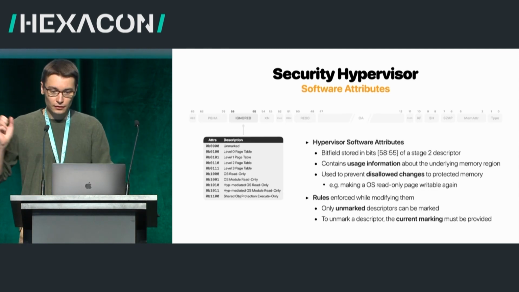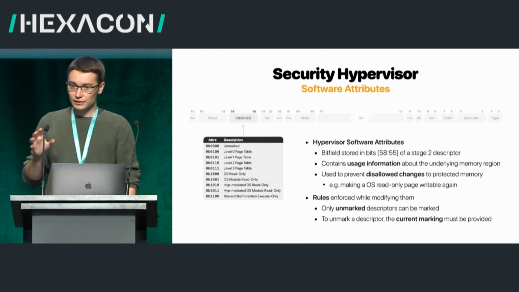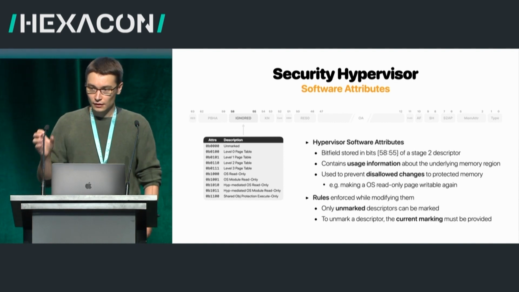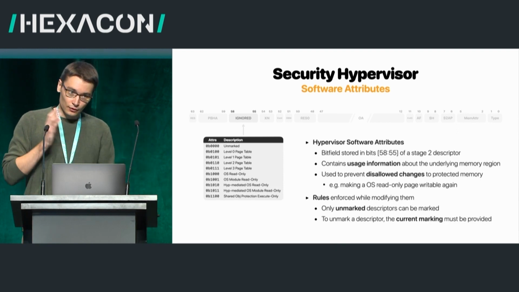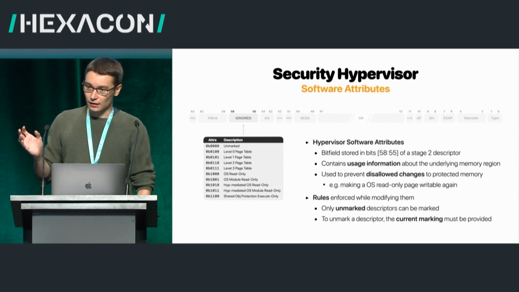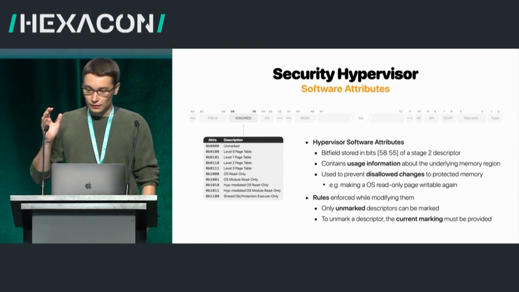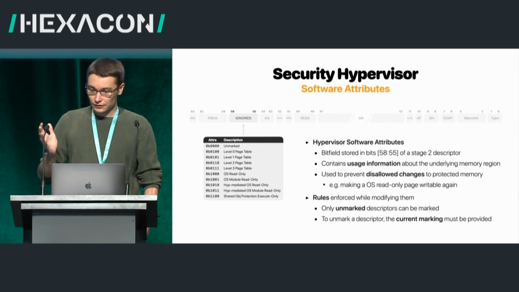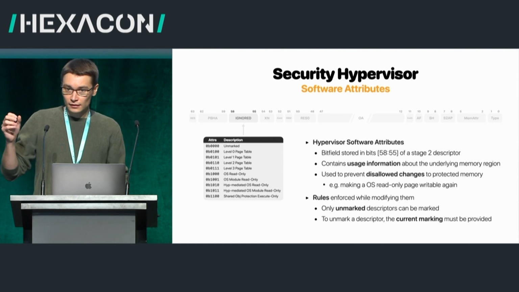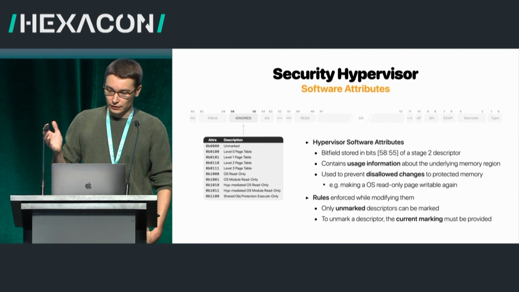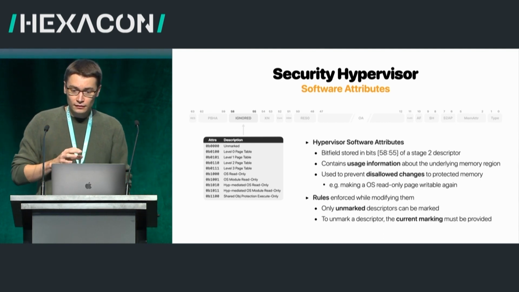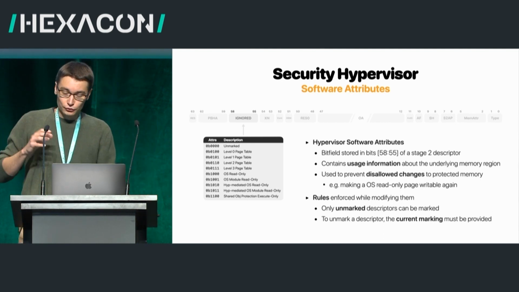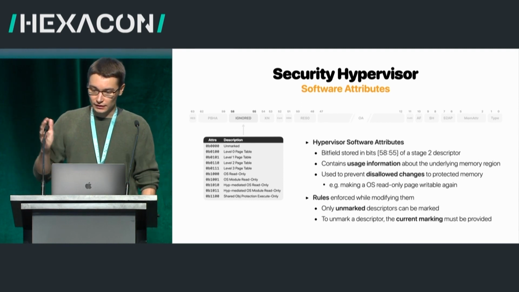And another clever design choice is using the bits 55 to 58 of the stage 2 descriptors. If you look up in the ARM documentation, those bits are reserved for software use. And that's exactly what they do. They use them to store usage information about the underlying physical memory that this descriptor maps. So for example, they could say in there that this is a kernel page table of level 3, or that this page belongs to kernel code. And then this information can be later used to prevent disallowed changes to protected memory.